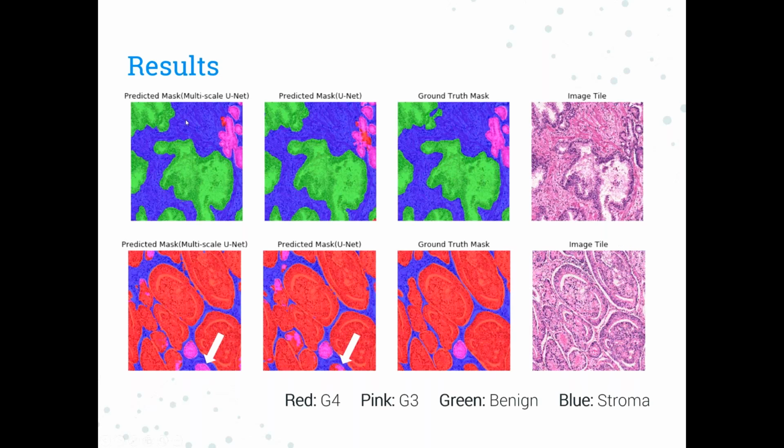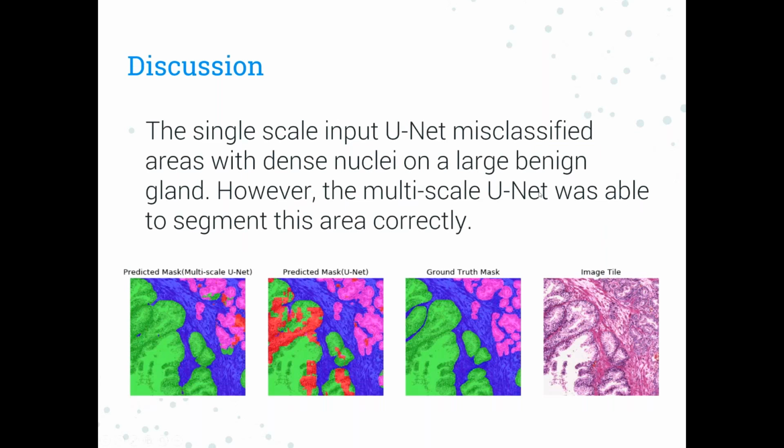Here we see red is Gleason 4, pink is Gleason 3, and green is benign. You can see our multiscale U-Net versus the regular U-Net and the ground truth, and then the input tile. The single-scale input U-Net misclassified areas with dense nuclei on a large benign gland, right here, because it didn't have a large enough context window. But with the multiscale U-Net, we are able to segment it correctly.